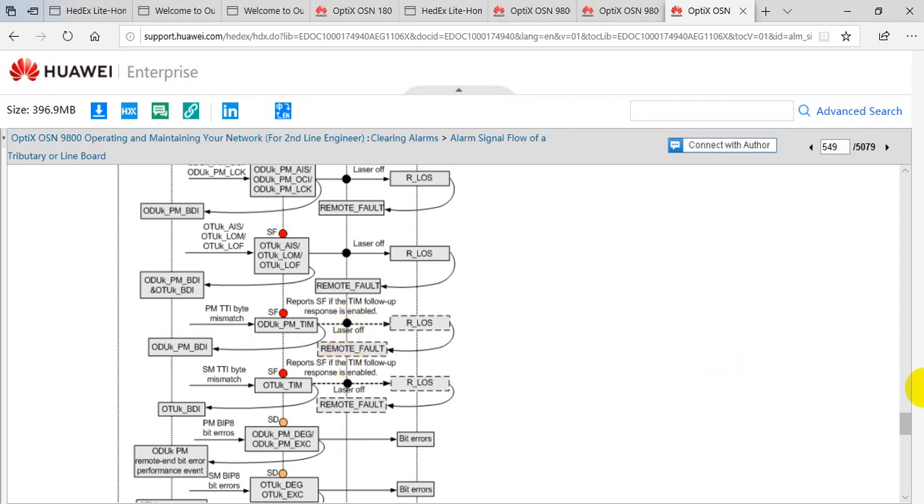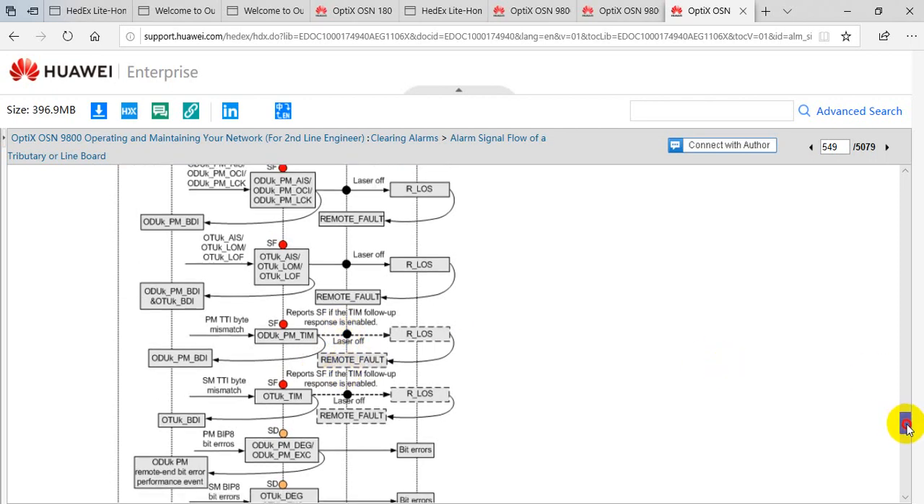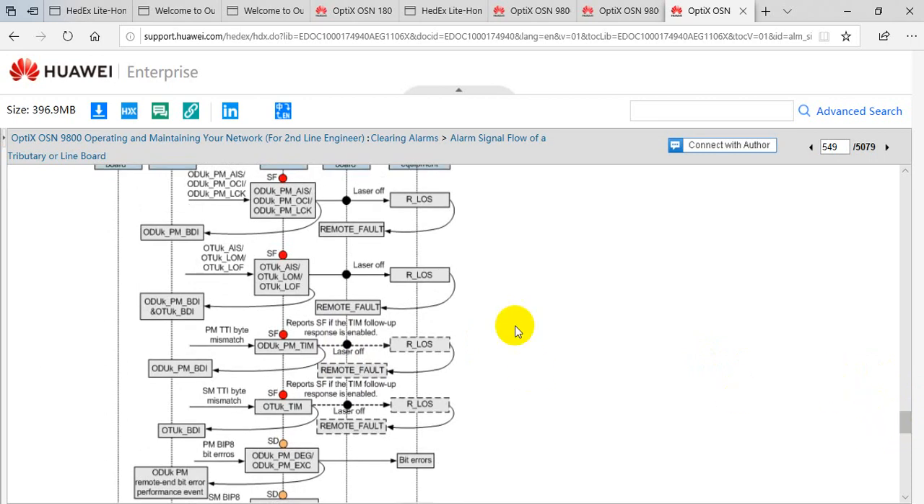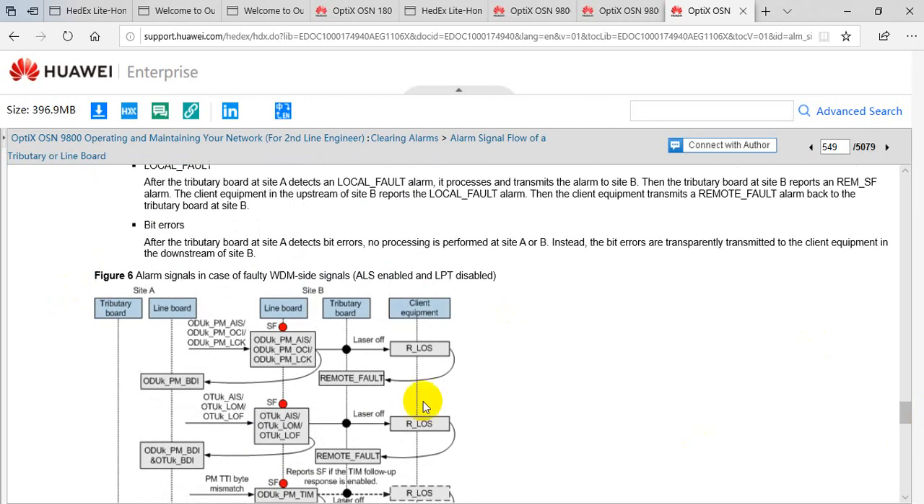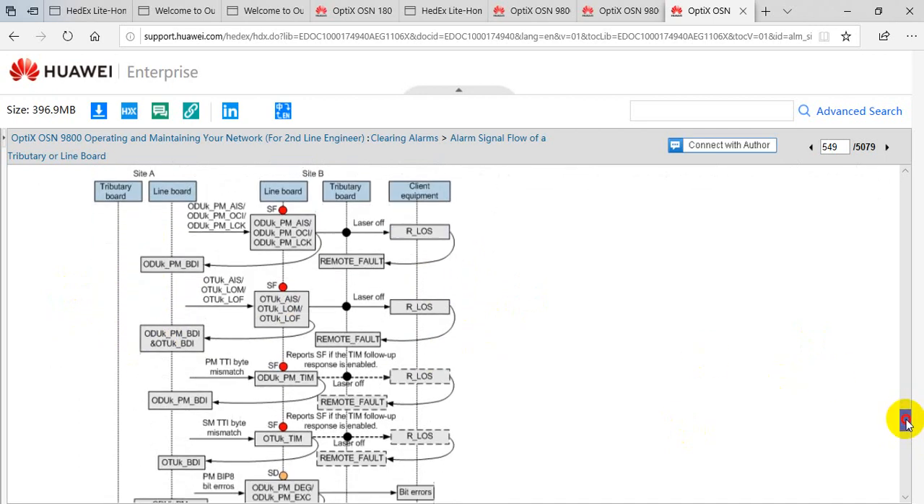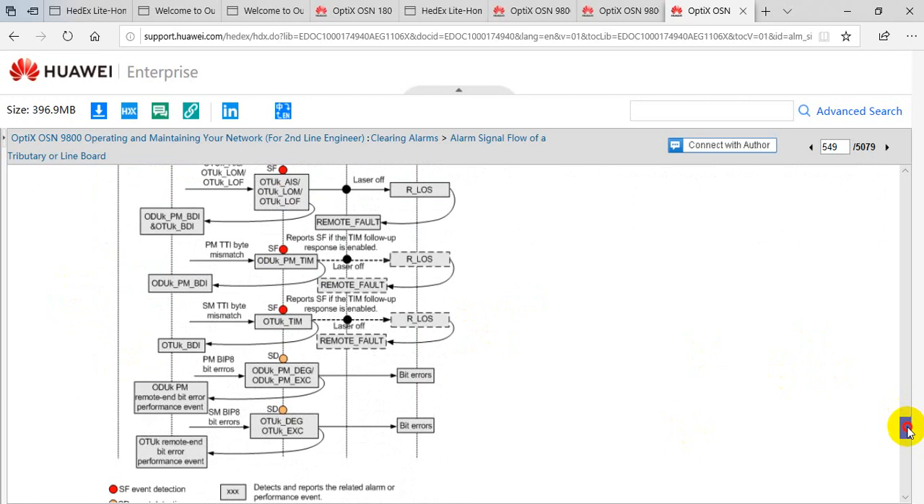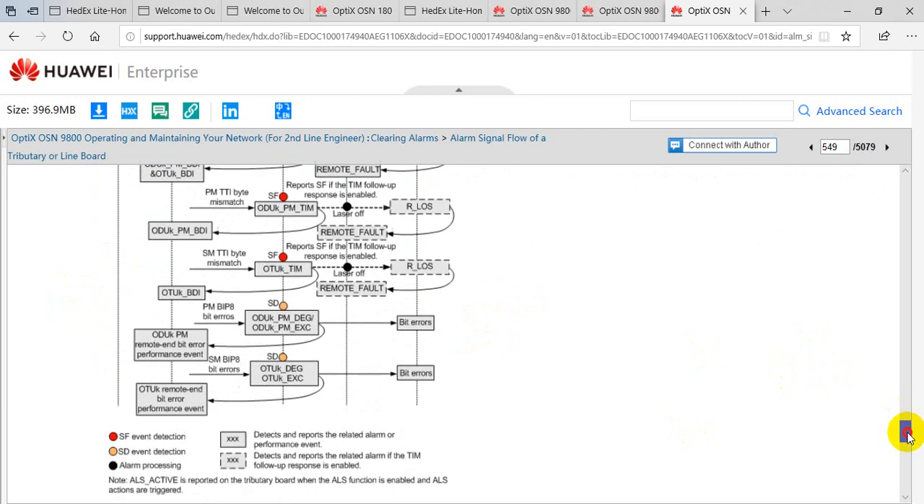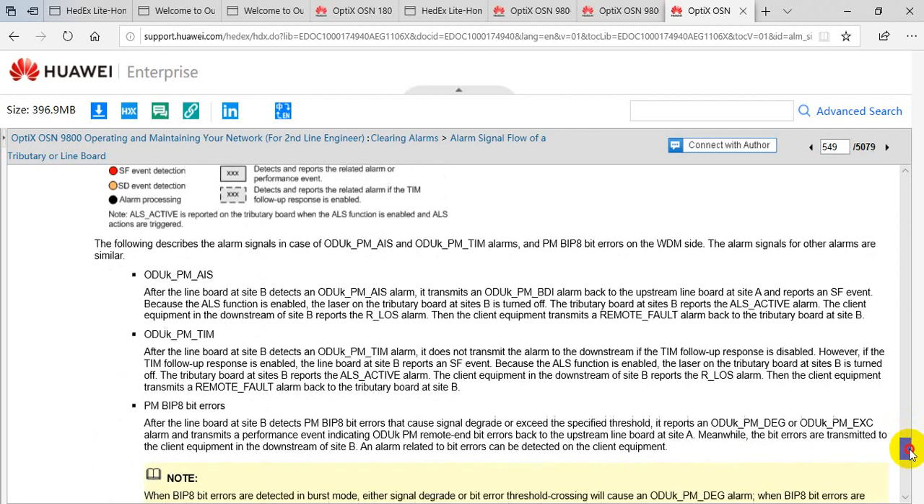In this case, if you see clearly, only in the downstream direction the laser goes off. If there is any problem between the upstream client and tributary board, or in between, or if there is no problem in the upstream direction between client and tributary board and there is only a local fault, ALS does not act. So that is the slight difference between LPT and ALS and those alarm signal fault flows.